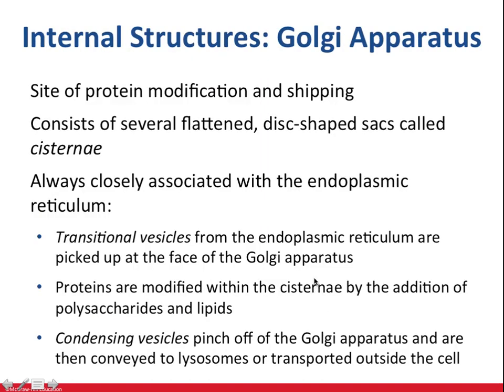Now let's talk about the Golgi apparatus, okay? That's the site for protein modification and shaping. Once the ER makes the protein, the ER will send the protein to the Golgi apparatus. Now let's talk about the structure of the Golgi. The Golgi consists of several flattened disc-shaped sacs. These sacs are called cisternae, okay?